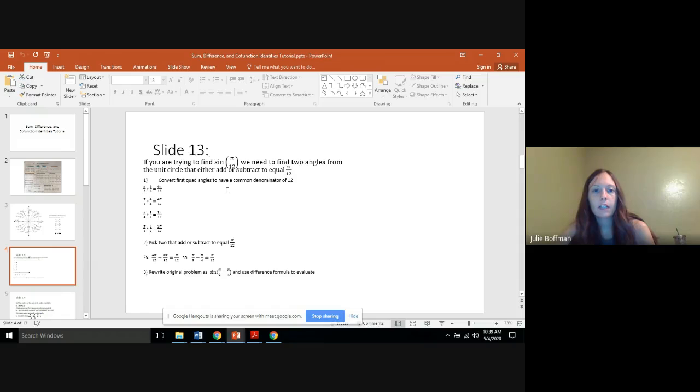So it says if we're trying to find sine of pi over 12, we need to find two angles that add or subtract to be pi over 12. Here I converted them again, but it's the same thing from the other slide. So there is more than one correct answer. This is just an example that I picked, but you could pick another one and get the right answer.